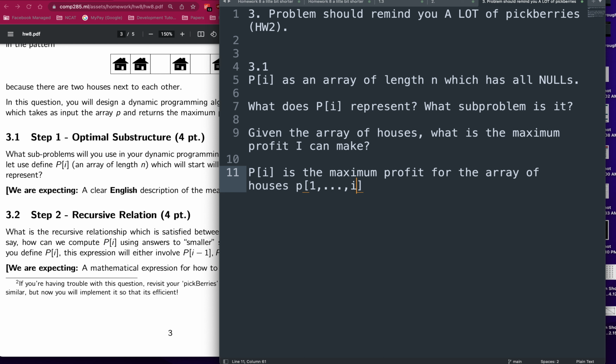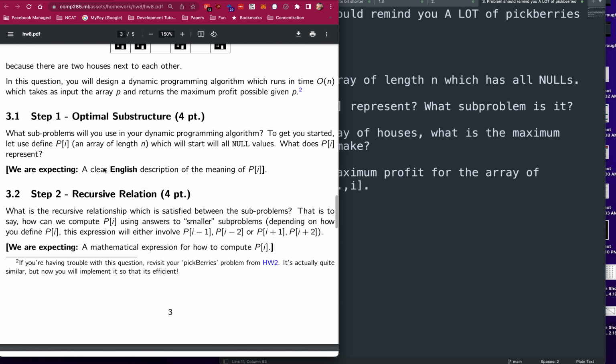And the idea here is, if you define it this way, it's actually easy for you to figure out what is the maximum profit I can make, right? So we say P[i] is the maximum profit for the array of houses from p1 to p[i]. Okay, so that's very similar to the previous problem. Hopefully that makes sense to you.